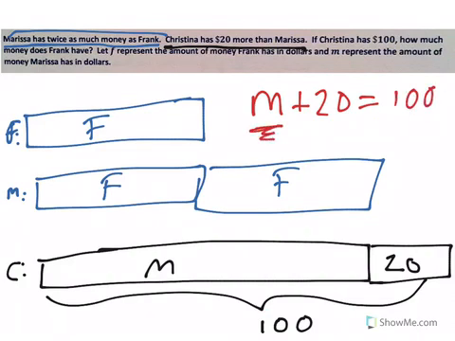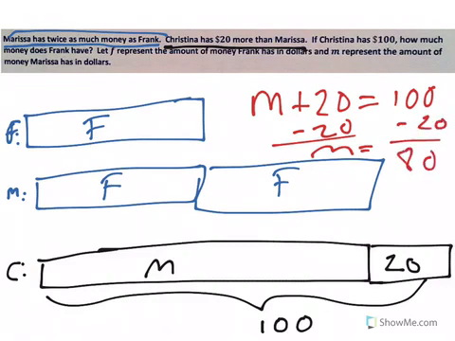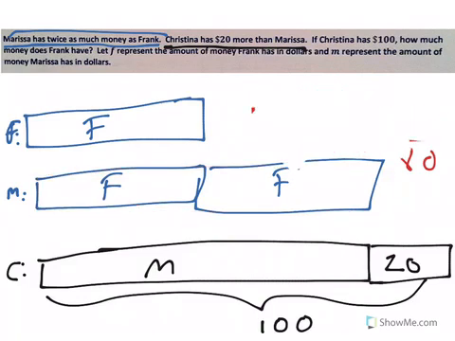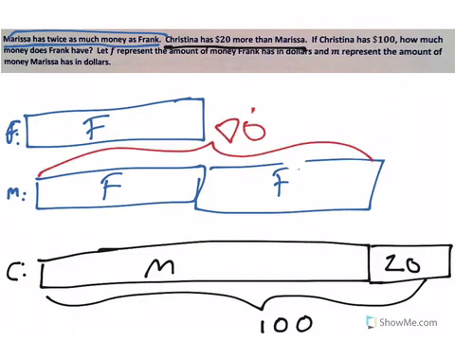Now, I know I want to isolate the variable. I want to get that M by itself. I see addition, so I'm going to subtract 20. So we get M equals, I have to subtract 20 on both sides, 80. So Marissa's grand total, we now know, is $80. So Marissa's amount is $80.